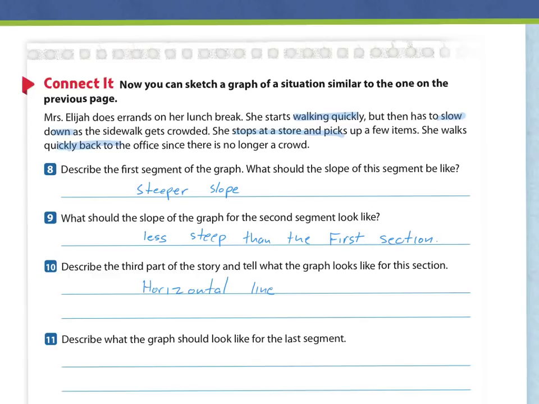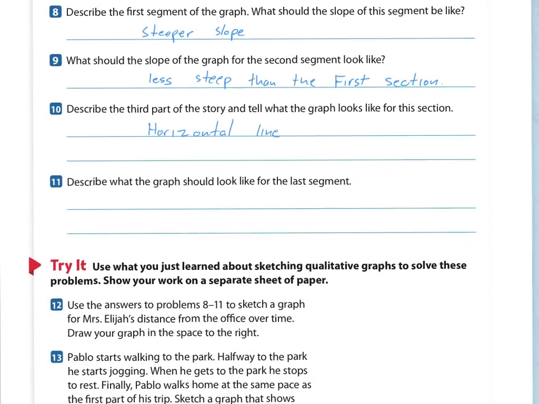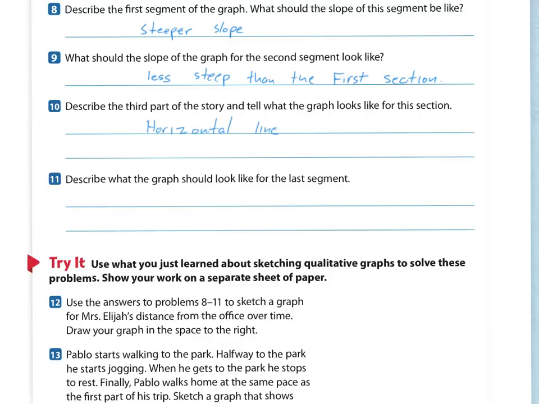And then the next portion says, describe what the graph should look like for the last segment. And it says she quickly walks back. So this is going to be as steep as the first line, but going down. So this is going to be, again, a steep line like part 1, but going down.